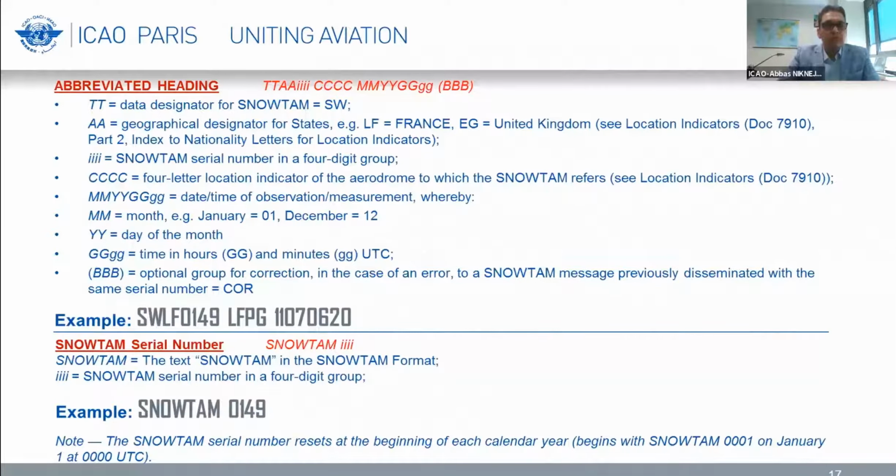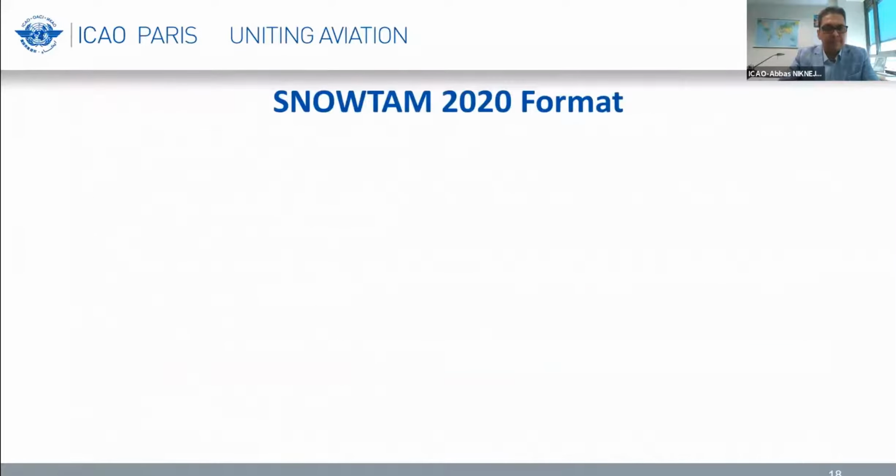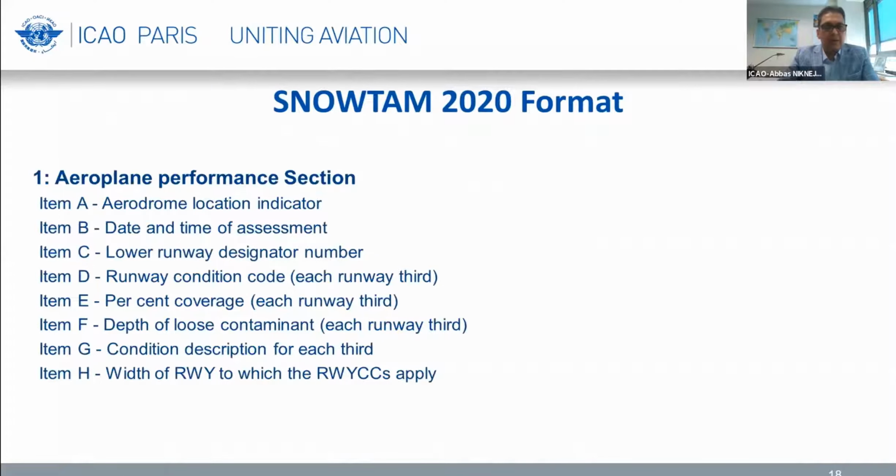Then you move to the second line and put SNOWTAM as a fixed word. You can see it in the example. And then again, after a space, you will put the serial number of the Snowtam. Then it moves to the main part of the Snowtam, which is the information part. It has 2 sections. The first section, the aeroplane performance section, has 8 items or 8 elements, items A to H.